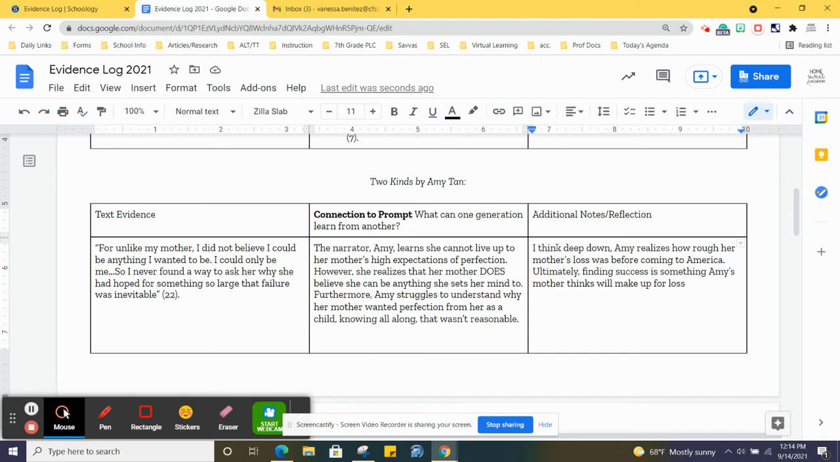And I think not even finding success, but finding success or having pride in what you do and having pride for her daughter is something she thinks is going to make up for her loss of her husband, her two twins, the other family members she lost, and the sacrifices she had to make all along the way. So I think secretly Amy understands. She just doesn't realize why she's still so hard on her.